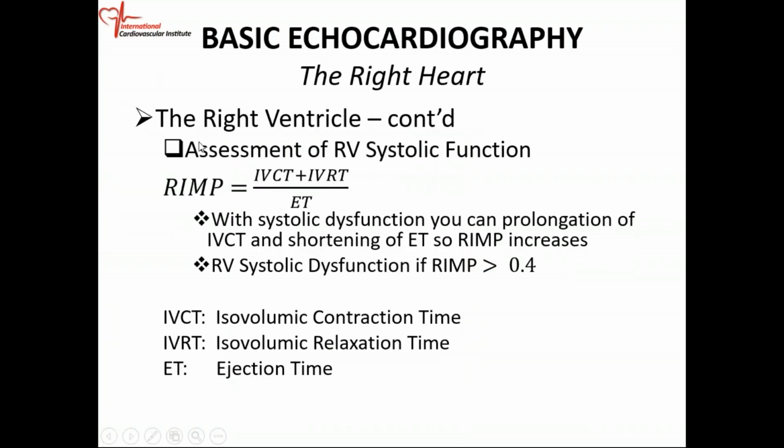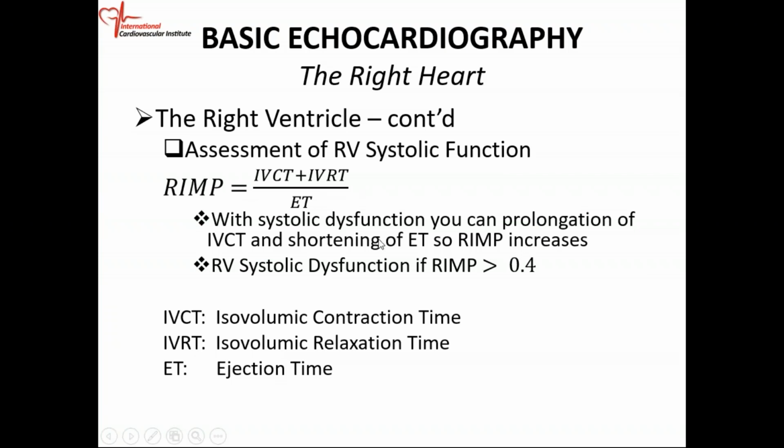So this shows you that RIMP, which is an assessment of RV systolic function, is IVCT plus IVRT over ejection period. When you have RV systolic dysfunction, if the RIMP is greater than 0.4, then you can make the assessment that you have some dysfunction in the RV. Okay, in research centers, they tend to use this more. So you have to know the different components that make up RIMP.